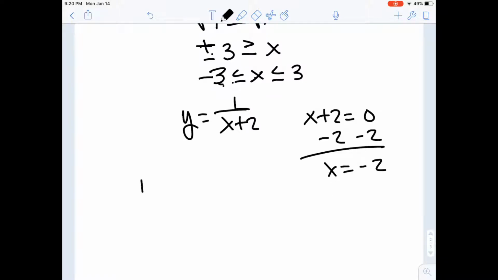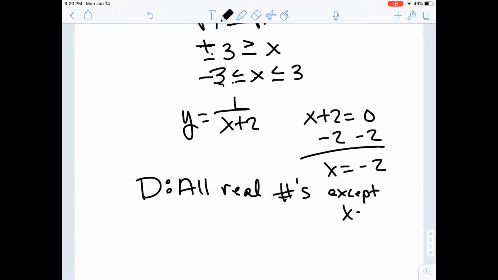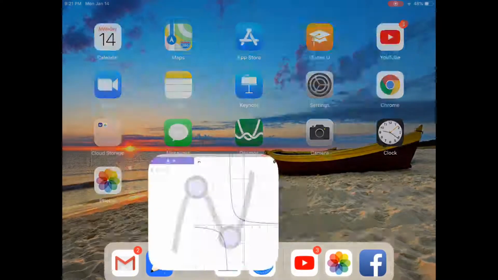So your domain is all real numbers except x cannot equal negative 2. And that's how you'd see it in the beginning stages. There are other ways of writing it, with little u's and brackets and parentheses, and we'll get into that in another video.